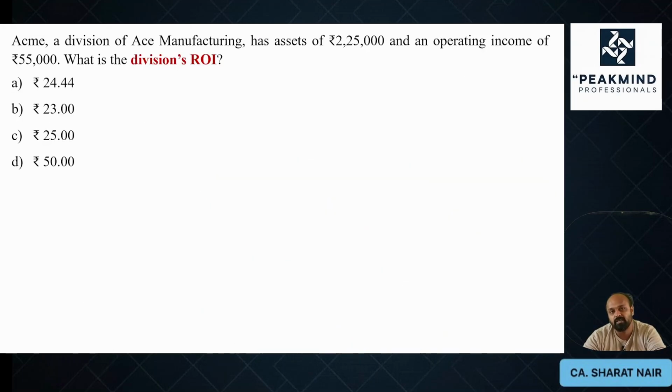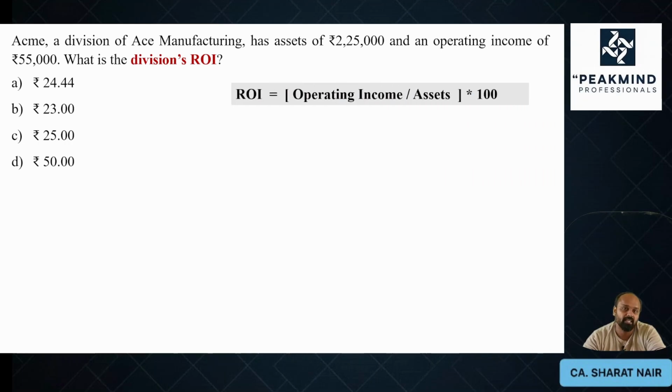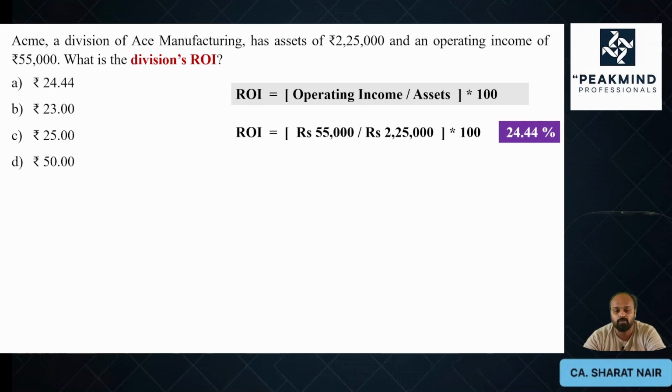Now, next question is based on return on investment. Return on investment is operating income divided by assets into 100. They have mentioned operating income as 55,000 and assets as 2,25,000. So, return on investment is 24.4%. So, correct option is option A.